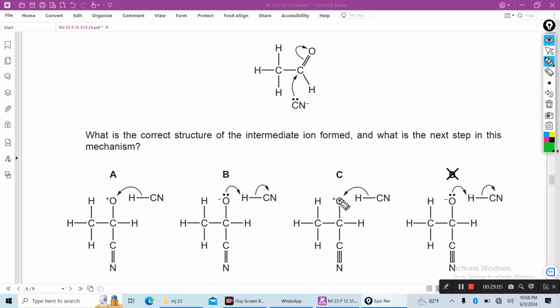But why is C wrong? Oxygen is positive, this is wrong. Why is B wrong? This cyanide ion is wrong, because it is a carbon nitrogen triple bond, not a double bond. And here A is also wrong, oxygen is positive. No, oxygen will be negative because oxygen takes the electrons. D is the right answer.